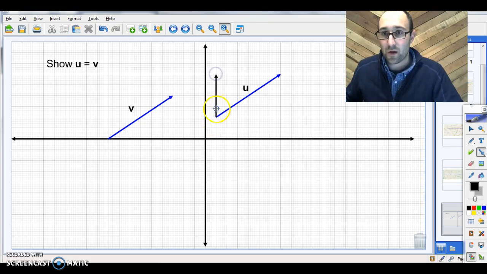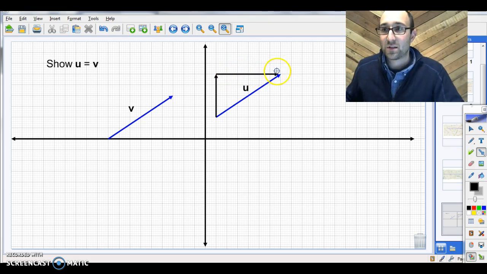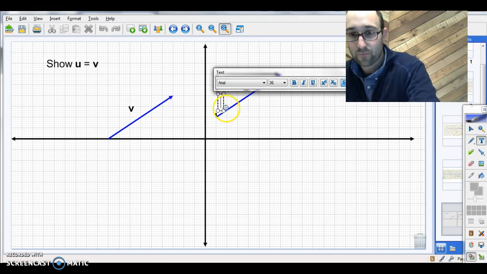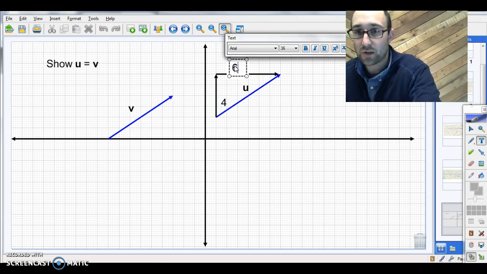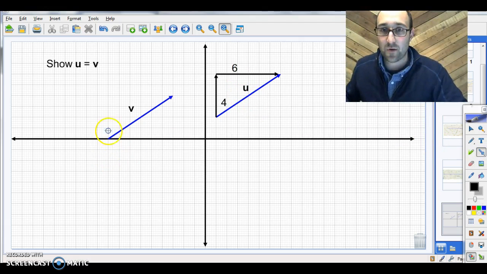So going up is 1, 2, 3, 4, and then going over in the x direction is 1, 2, 3, 4, 5, 6. So I'm going up 4, and I'm going over 6. Now they're both positive. So what should happen, if I have this correct, is it should happen the exact same thing for v.